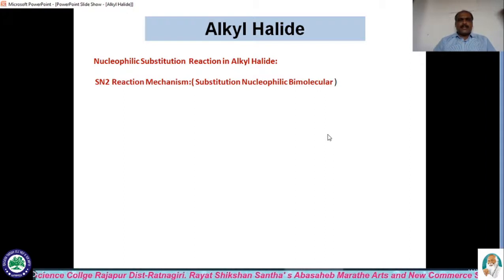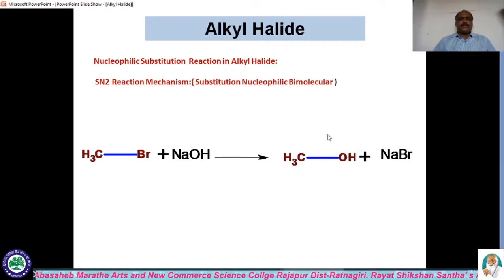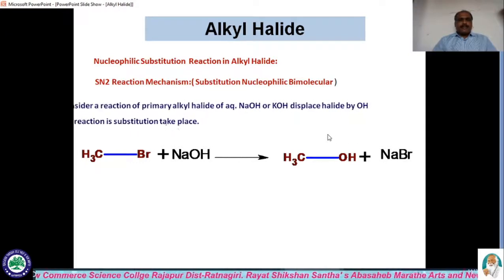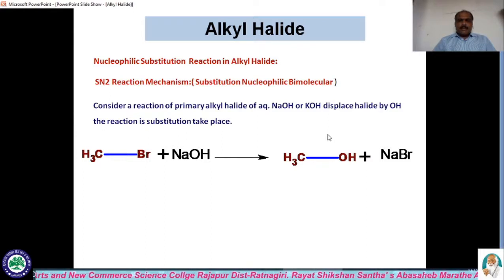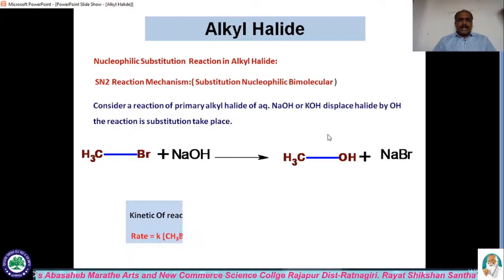Now, the first mechanism, SN2, nucleophilic substitution reaction of alkyl halides. What is meant by SN2? SN2 is a substitution nucleophilic bimolecular reaction. The example of the SN2 reaction is like this. Taking methyl bromide in the presence of NaOH, the Br is replaced by OH, giving an alcohol. So, in this reaction, the halide is replaced by the OH in a substitution reaction.